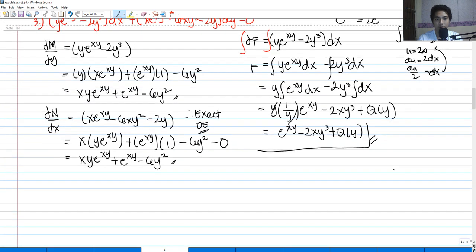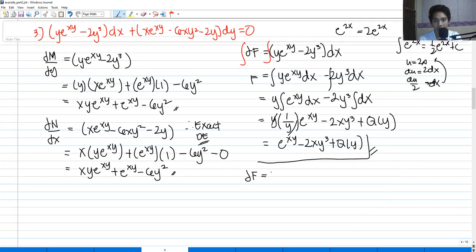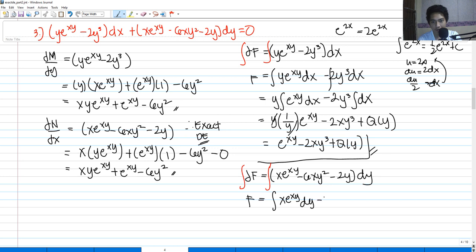So for the second one, we have the partial of f with respect to y equals x e raised to xy minus 6xy squared, this term, minus 2y, and then we have dy. So I can integrate both sides of the equation, so that we have now f equals the integral of x e raised to xy dy minus the integral of 6xy squared dy minus the integral of 2y dy.